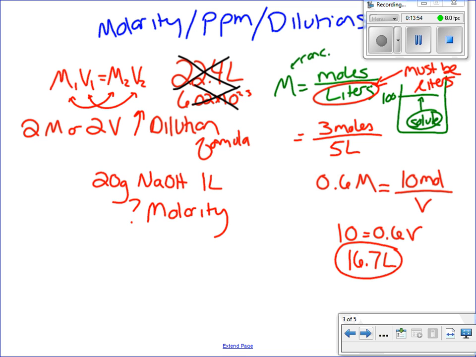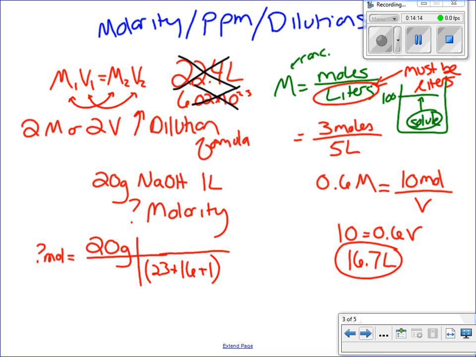I first have to convert grams to moles. So I have sodium hydroxide, so I need to look up its molar mass. That's going to be the molar mass of sodium, which is 23, plus the molar mass of oxygen, plus the molar mass of hydrogen. That equals 40, okay?